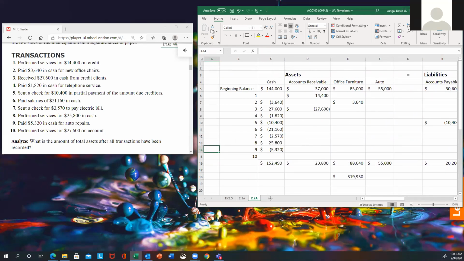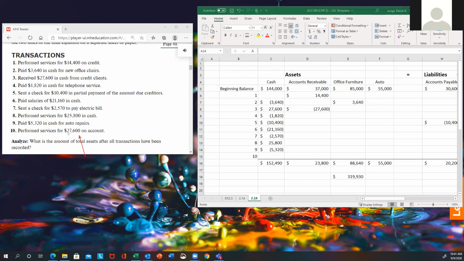It says perform services. Now again, they're changing the wording. I want you to contrast these. Look at number 10 and number 1. They both say perform services. Of course, the amounts are different, but notice number 1 says on credit, and on number 10 it says on account. Well, guess what? That means the same thing. So they're showing you different ways on how they write these wordings. So you just have to kind of get used to, again, the language. So on credit or on account for perform services is going to mean essentially the same thing.